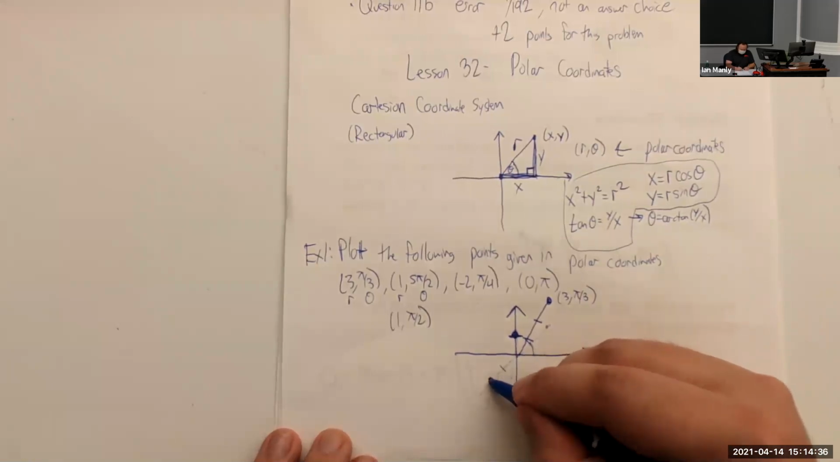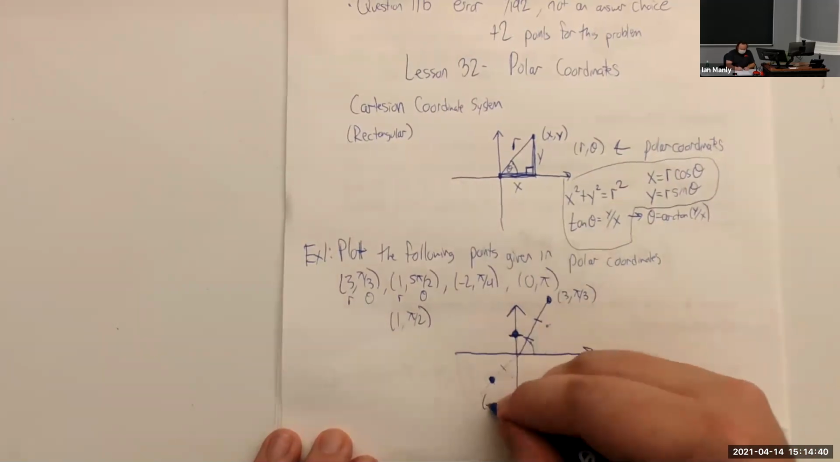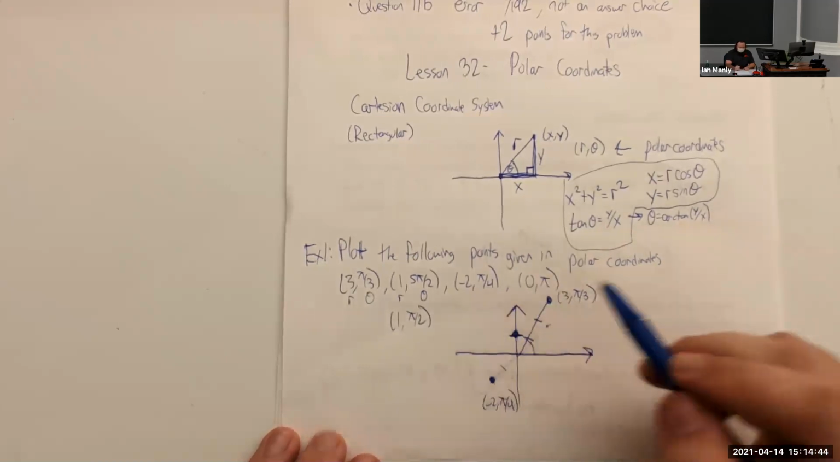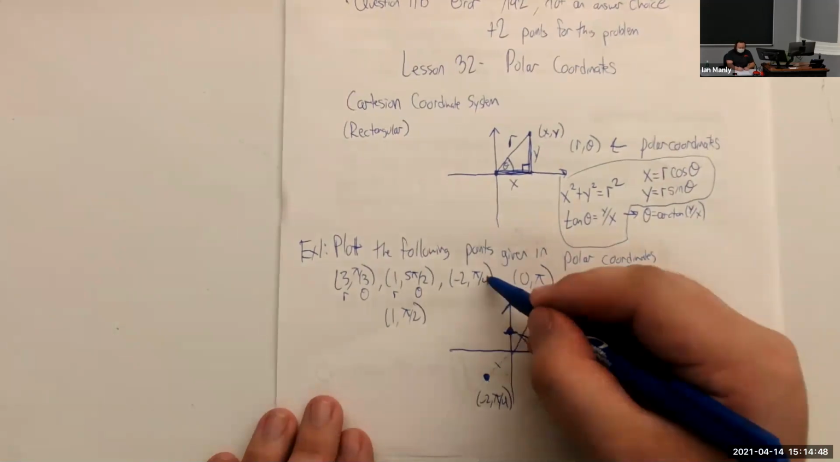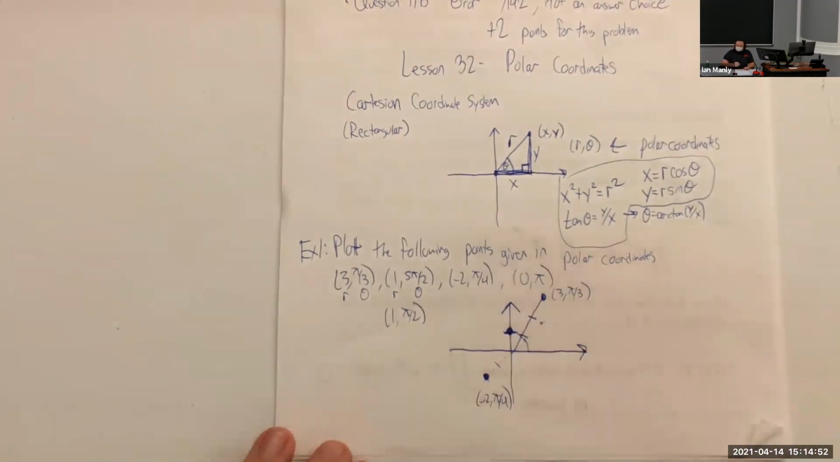So I'm actually going to end up right here. So this is negative 2, pi over 4. This goes to show you that with r, if you ever get a negative value, just go in the opposite direction, or 180 degrees away from your specified angle here.